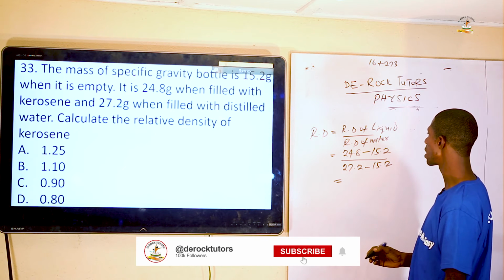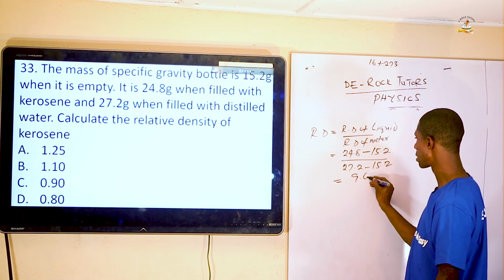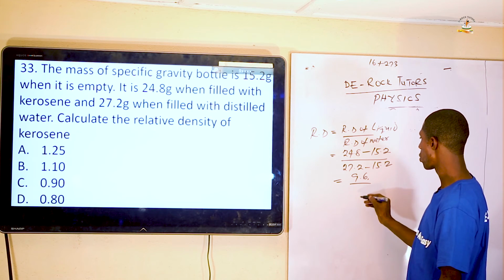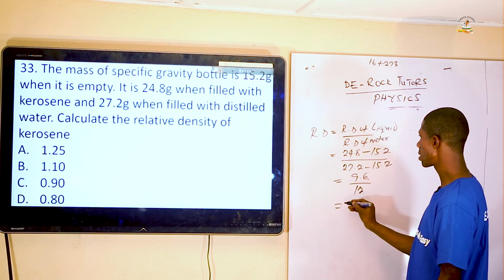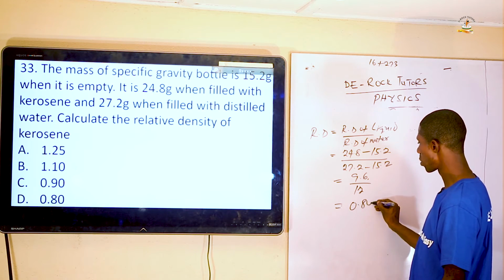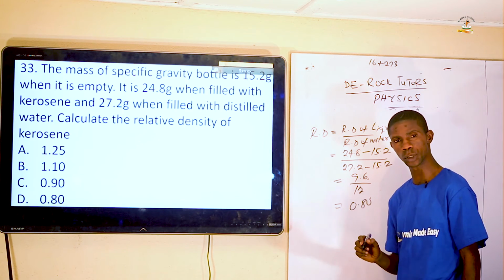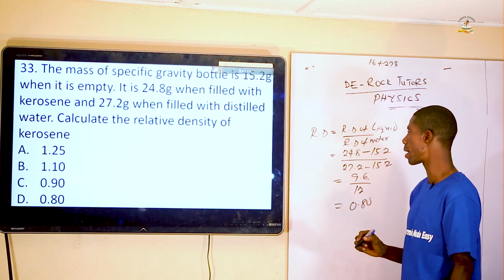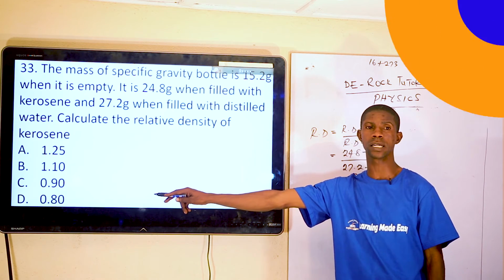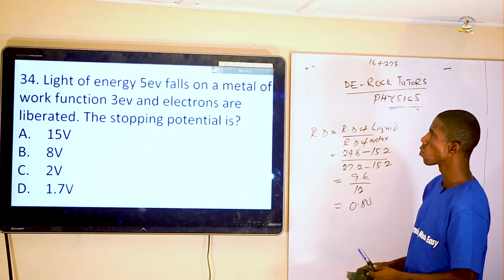If you take away 15.2 from 24.8, we have 9.6. Then taking away 15.2 from 27.2, we have 12. So if you now divide 9.6 by 12, we get the value as 0.8. And mind you, relative density has no unit because it's a ratio of two densities. So the answer to that question is 0.8, which is option D. Shall we now move to the next question?